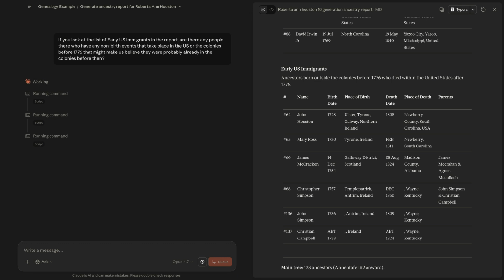And I happen to know, because I've already looked at this data, that John Houston and Mary Ross had a child. They were married in the U.S. after arriving, and had a child in the U.S. There are other folks in this list who also came after, I believe, but I can't remember which ones exactly. Give it just a minute.